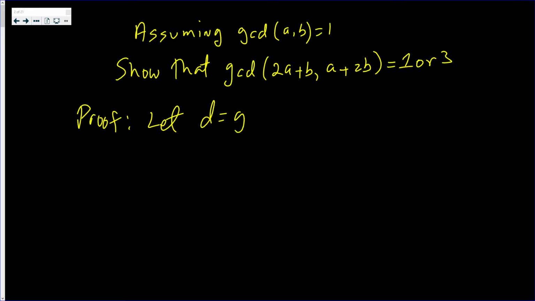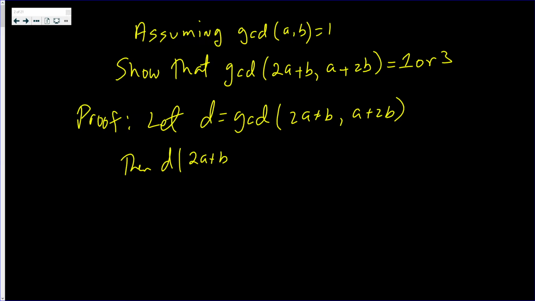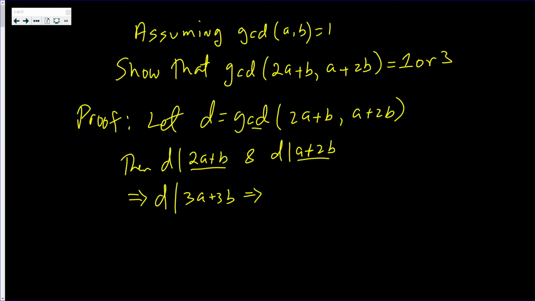Let D equal the GCD of 2a plus b and a plus 2b. Then D divides 2a plus b and D divides a plus 2b. After all, D is a common divisor of those two numbers. In fact, it's the greatest one, but nonetheless it is a common divisor. Well, that implies that D divides the sum. When you add those, you get 3a plus 3b, which means D divides 3 times (a plus b).